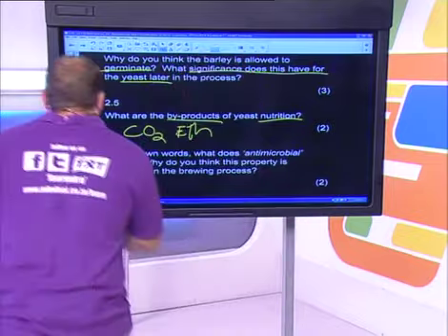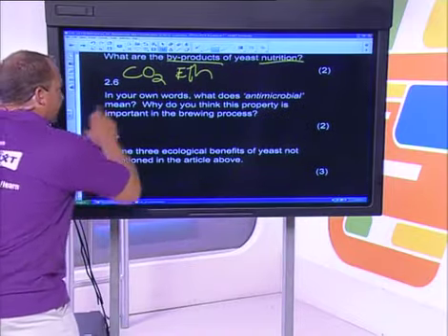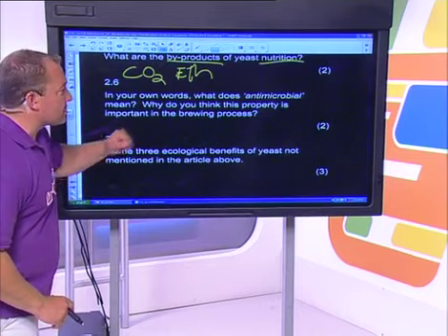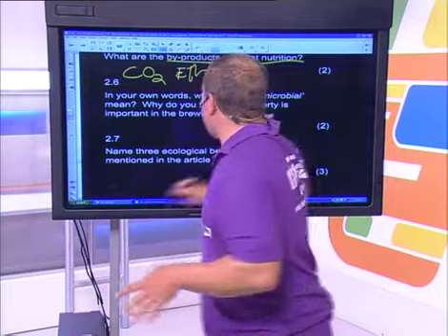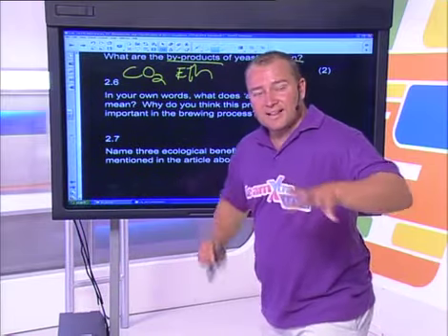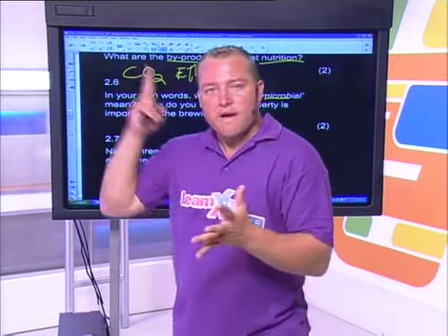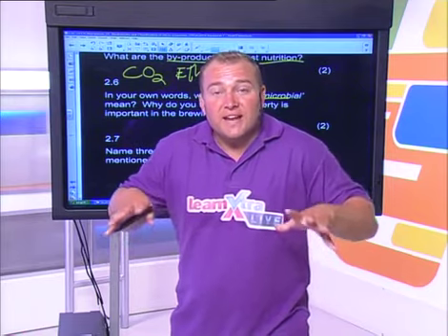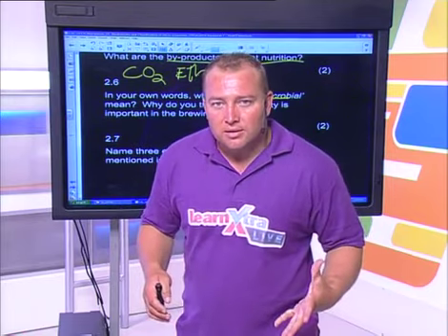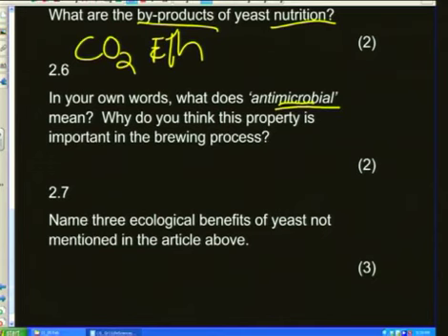And then, in your own words, what does antimicrobial mean? It's very simple. Anti means it doesn't allow it, and micro. They actually want to stop bacteria, viruses, all these things from entering there, because if they enter, they can destroy the beer. So that's what that word means: stop it from happening. Cool, and then the last one.